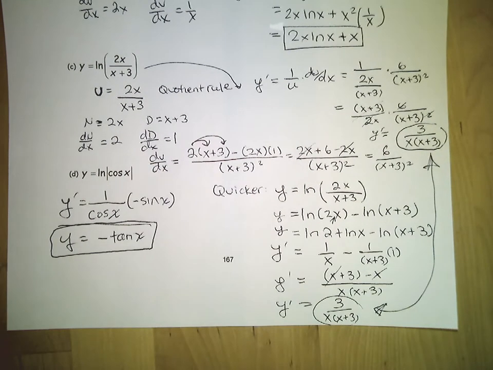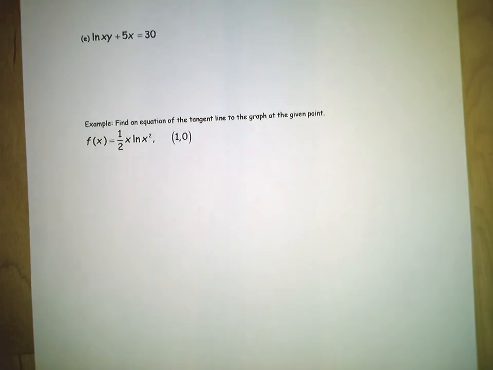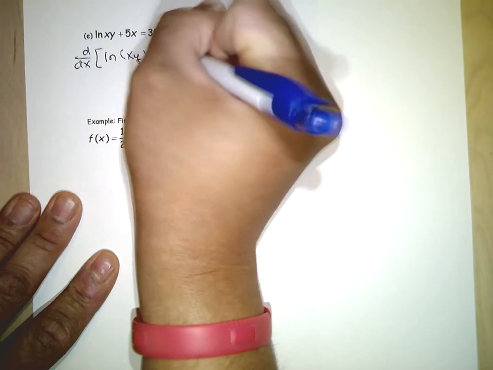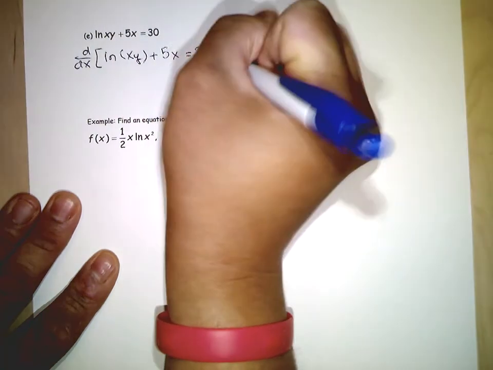All right, what a time to be alive. I really hope that you enjoyed that example as well. So now it is time for another example here, and this one will involve implicit differentiation here. So we want to find d dx of natural log of x times y plus 5x equals 30.